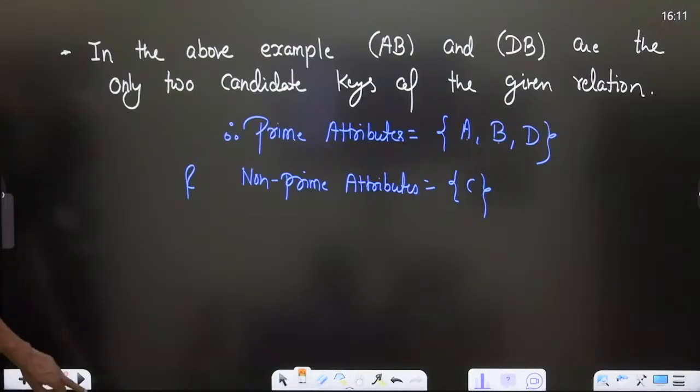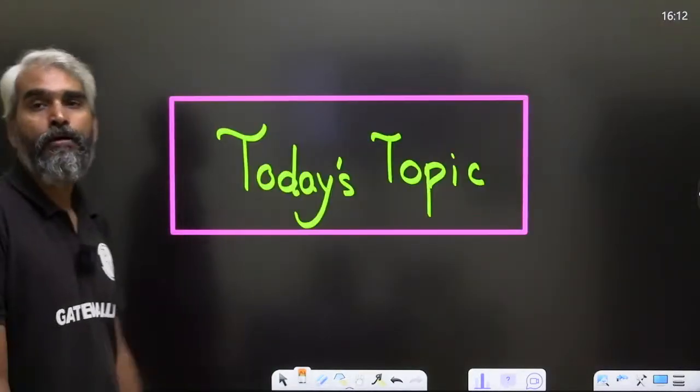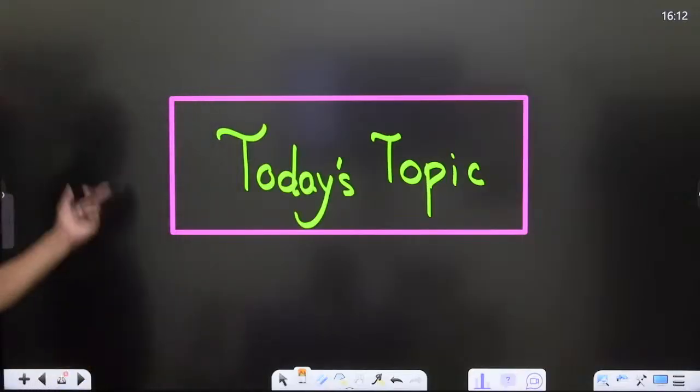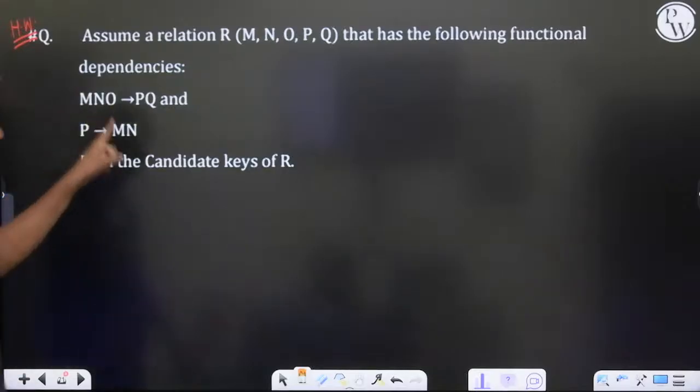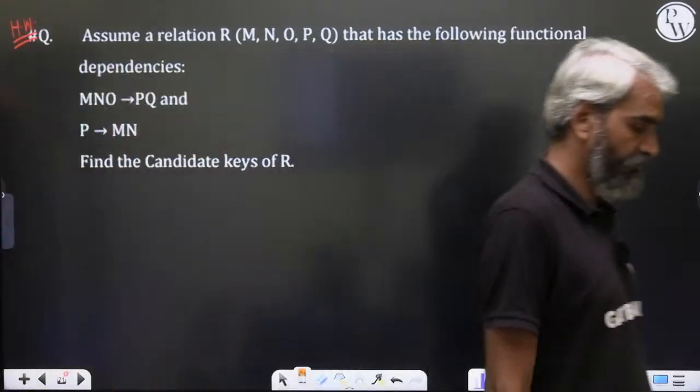Let's begin with today's topic. So the very first homework problem that I give you is this. What are the candidate keys for this relation? What are the candidate keys of this relation?